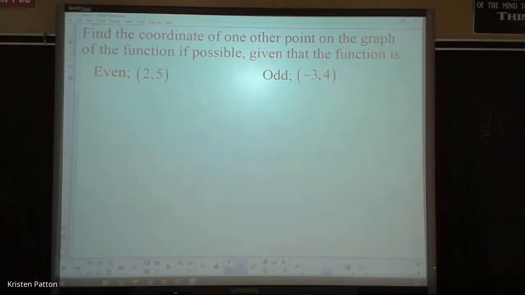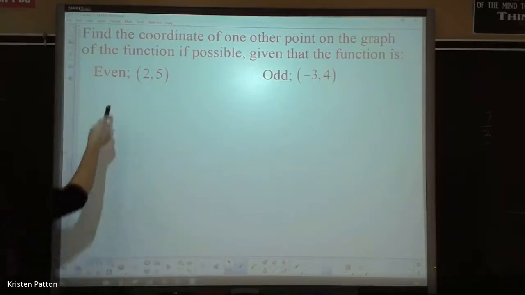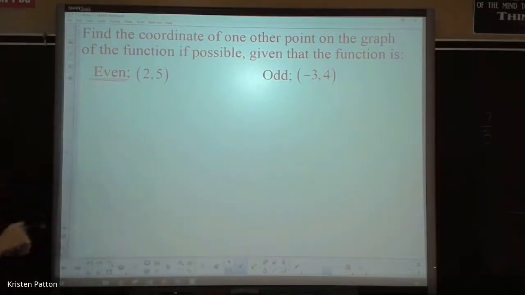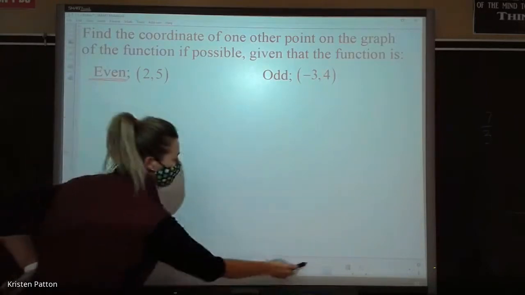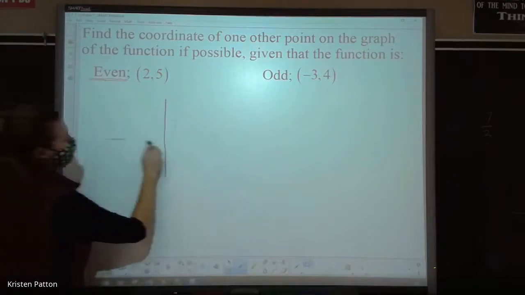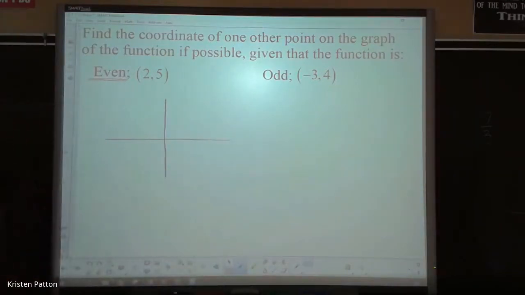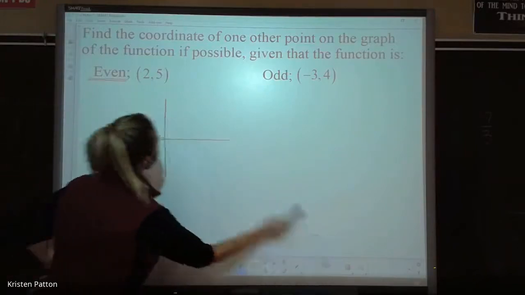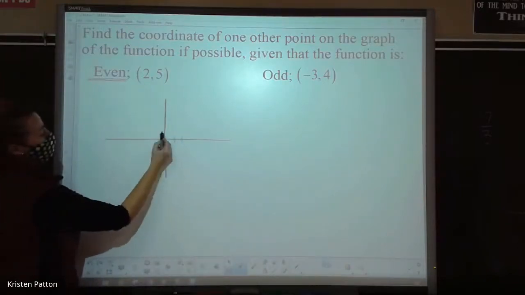So let's take a look at this question. It says, find the coordinate of one other point on the graph of the function, if possible, given that the function in the first case is even. Now, I'm not going to draw a really elaborate graph here. I'm just going to give myself a cute little set of axes here. And they're telling us that my graph goes through the point (2, 5).